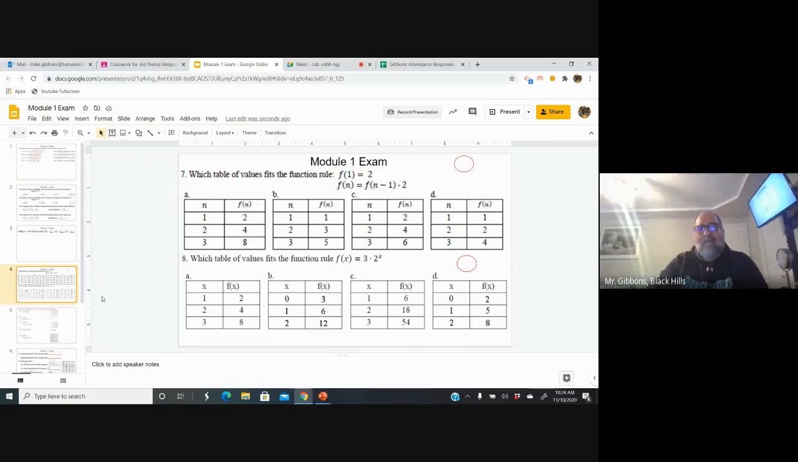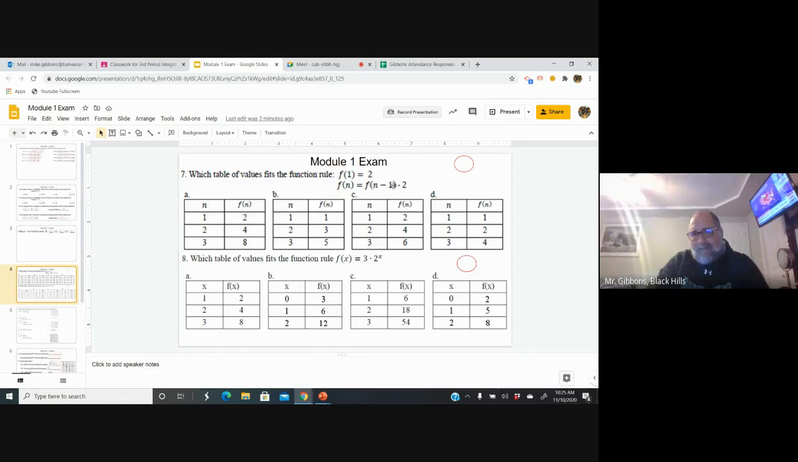Now, you guys have become experts at recursive formulas, and I am really proud of that. All right, look at this recursive formula. F of 1 is 2. That tells me in my table, my first n will be a 1, and then my f of n will be a 2. So if I look at the 4 tables right here, I'm looking for n is 1, f of n is 2. A is a possibility. B is not, because that's a 1, 1. C is a possibility, and D is not. So just by knowing your initial term, you've already cut down to it's either A or C.